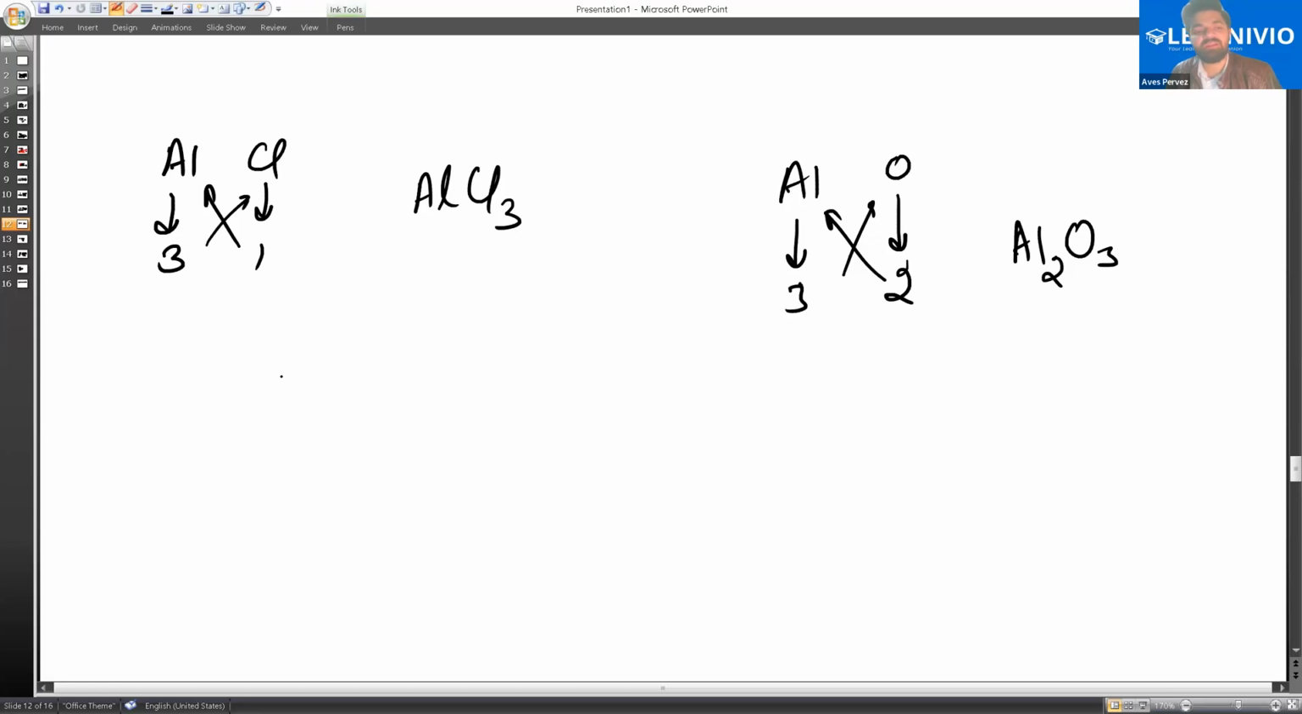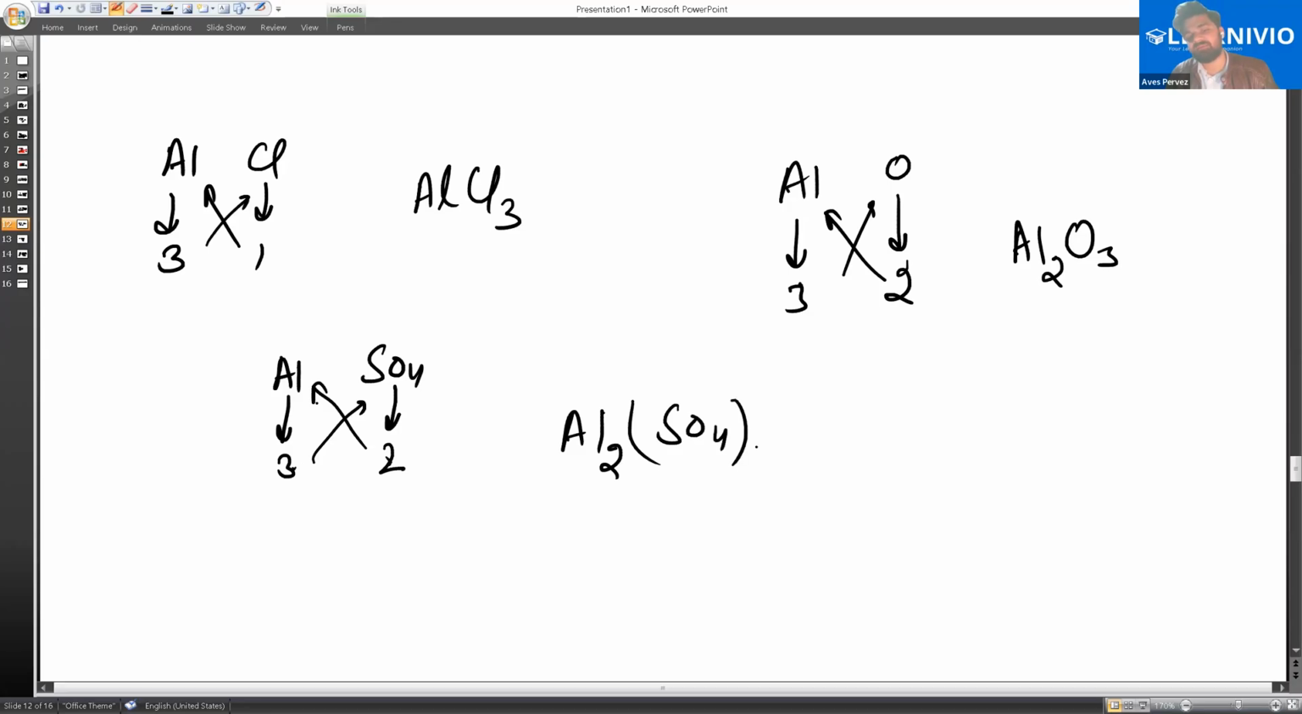For example, you have to write the formula for aluminium sulfate. Aluminium is 3 and sulfate is SO4, whose valency is 2. So you cross multiply, and you will find that 3 is a number greater than 1. So you write Al2, and the 3 goes with the sulfate. When you write the sulfate, you have to write it in brackets, because it is a polyatomic ion: more than one kind of atom, sulfur and oxygen, is present. So the 3 is going to be written outside the bracket.